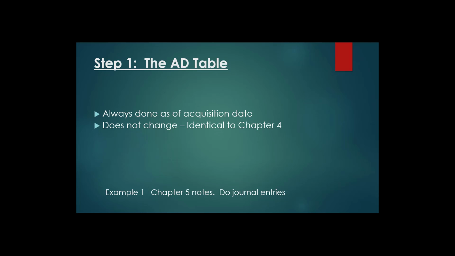So we know that our acquisition differential can be split out and is due to a couple of different things, right? We know that there can be fair value differences due to depreciable assets. We know that there can be fair value differences due to non-depreciable assets. And what is the last thing that it can be due to? Goodwill.